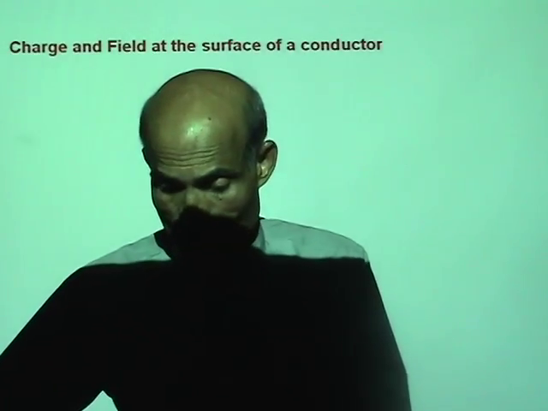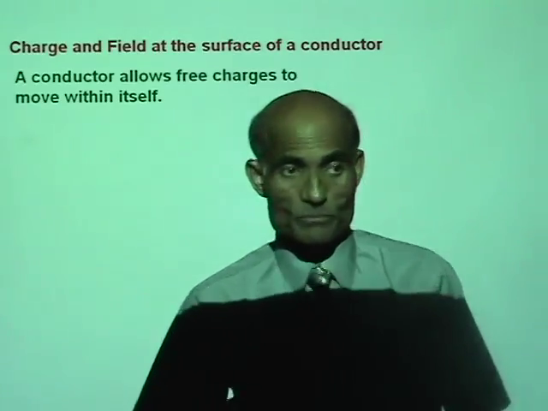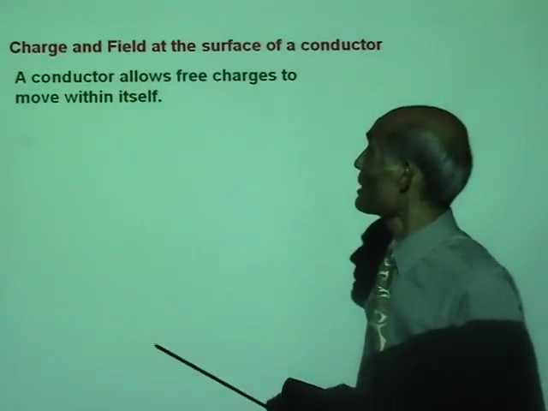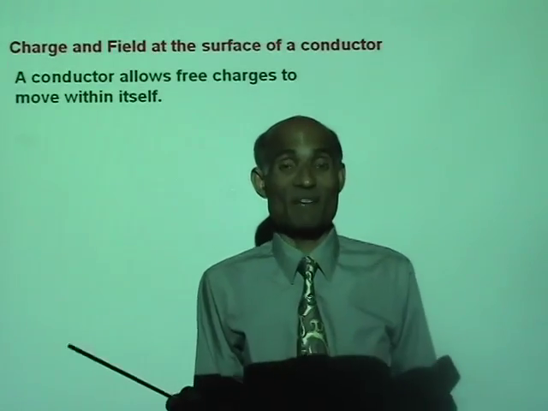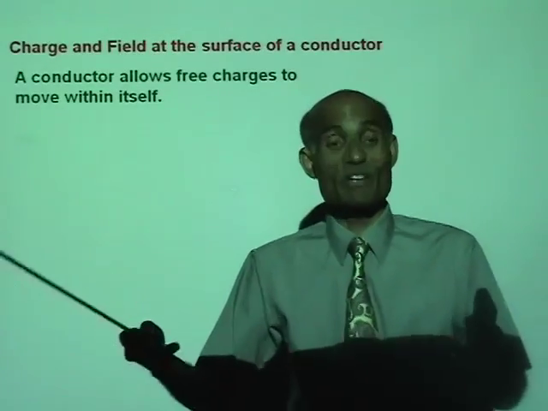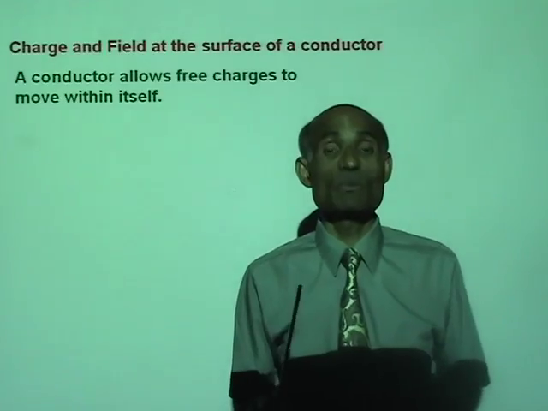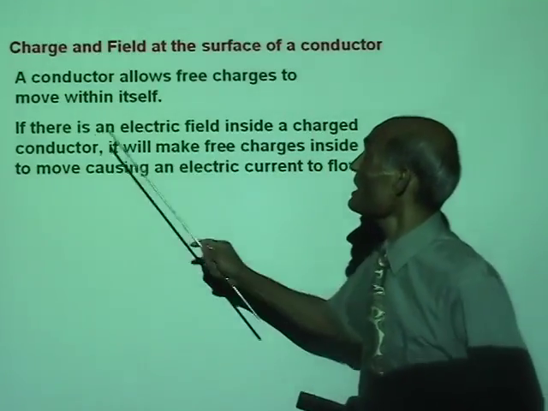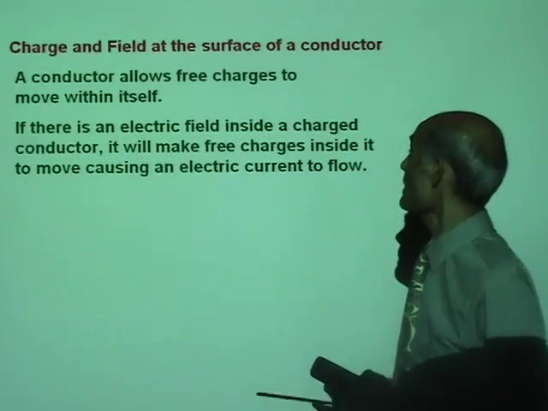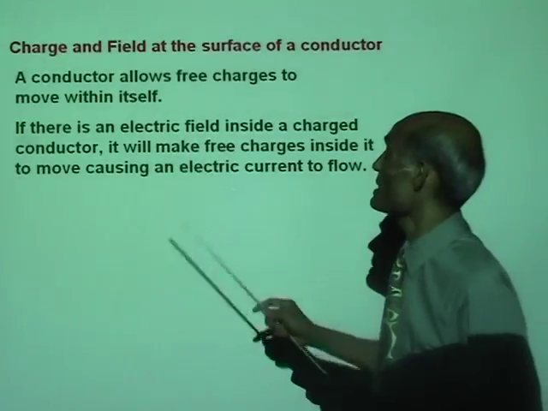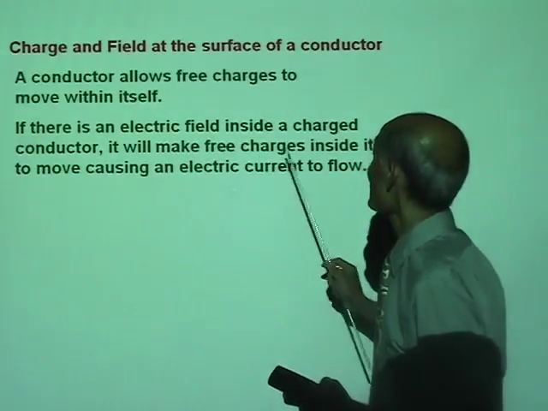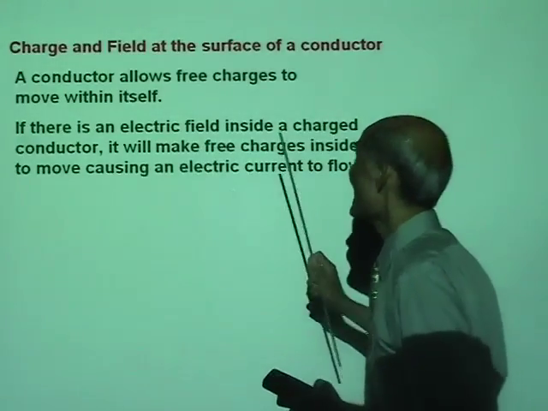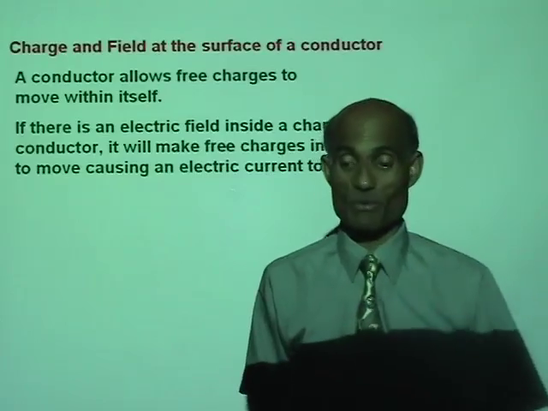Okay, so a conductor allows free charges to move within itself, is that right? That's why we call it a conductor. A conductor will allow free charges to move within it. If there is an electric field inside a charged conductor, it will make free charges inside it to move, causing an electric current to flow.